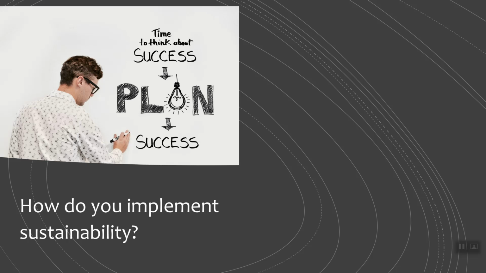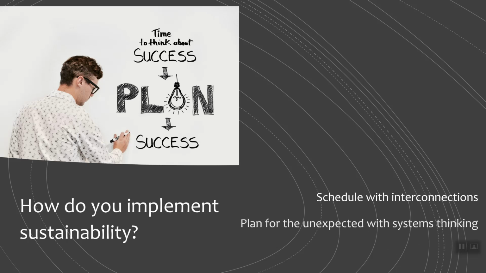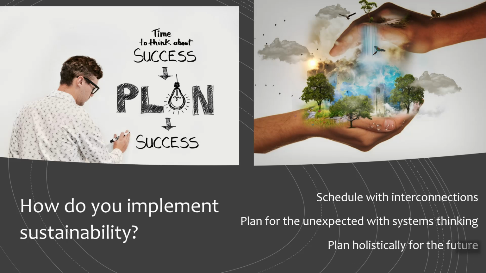We're going to take our task list and lay it out in a project schedule with relevant interconnections made visible. Then, recognizing that plans don't always go as planned, we're going to use systems thinking to take a preemptive look at the possibilities so we can make contingency plans. And finally, we're going to plan holistically for the future using scenario planning.